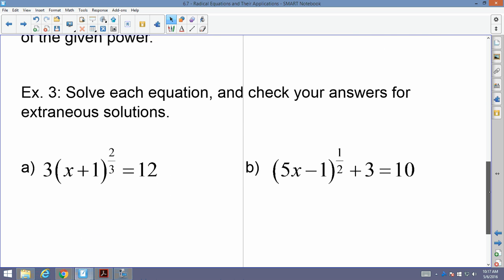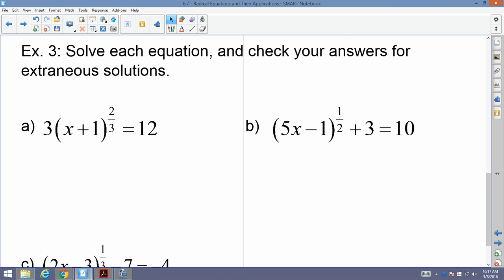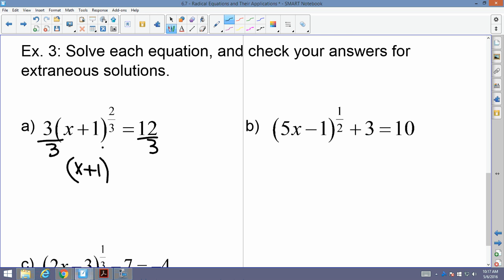For example, let's solve each equation. First of all, you're going to divide by 3. Excellent. Well done. So now I've got x plus 1 to the 2/3 equals 4.